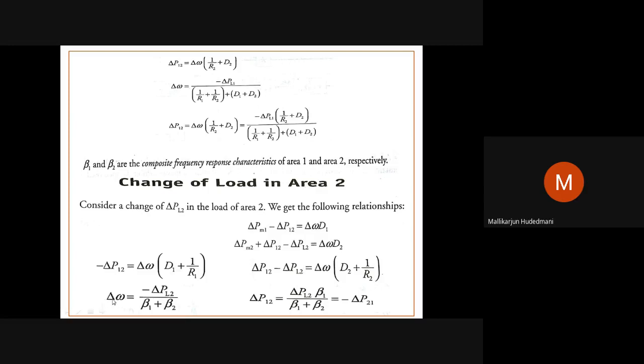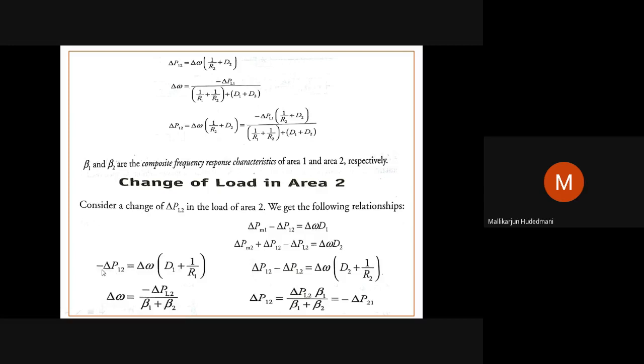So delta omega, nothing but the frequency deviation noticed in area 2, is given as the value. When I replace, I will get it as minus delta PL2 divided by beta 1 plus beta 2, where we have already discussed that beta 1 and beta 2 are the composite frequency responses of area 1 and area 2. So we should be very careful about that. So this is obtained. How we have obtained this, you might be wondering.